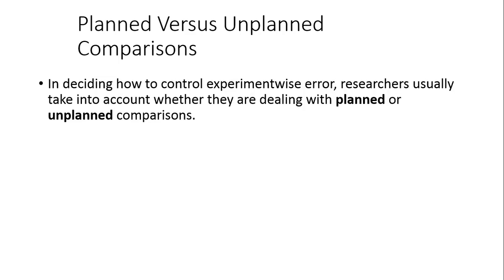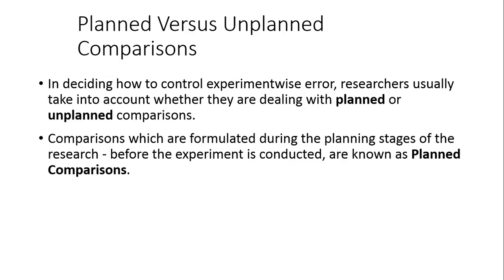So in deciding how to control experiment-wise error, researchers usually take into account whether they're dealing with planned or unplanned comparisons. Comparisons which are formulated during the planning stages of the research, before the experiment is conducted, are known as planned comparisons. So basically, if previous research has been done, or there's some theoretical basis for predicting that certain groups will differ, then you have specific hypotheses which will determine which groups you will compare in your analytical contrast.